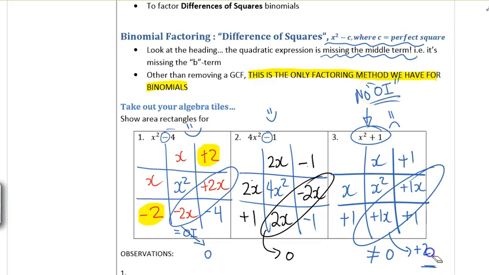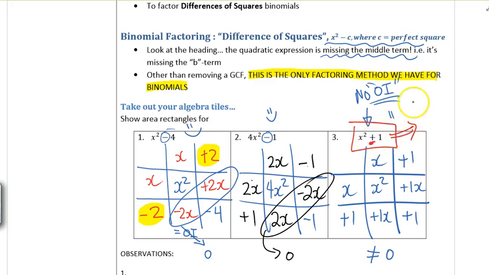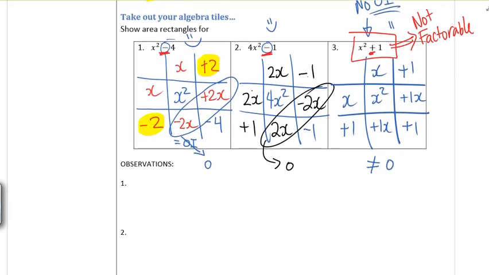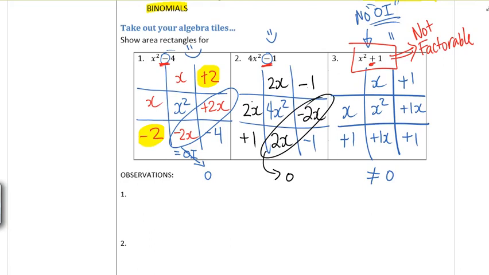So what we have here is a problem. The problem is that we cannot factor when it is a sum of squares. This is not factorable. Only when it's a difference of squares can we factor it. Sums of squares are no good. So what observations can you conclude? I want 2 observations here. Let's see what you got. Pause the video and see if you can think of what I'm thinking. Okay, good luck.